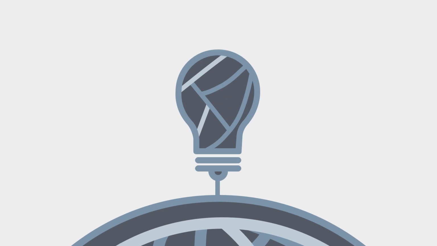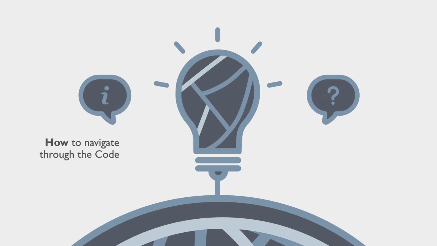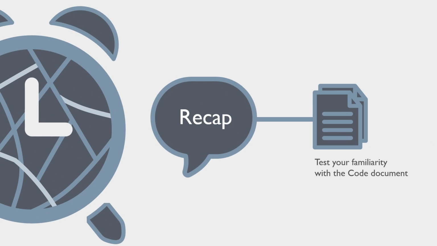So there you have it. You should now feel more familiar with the Code of Conduct document. Hopefully that has given you some clarity around not only how to navigate through the code, but why it's been put together in the way that it has. Let's take a moment to recap and test your familiarity with the code document before we then start to delve into how you can meet your compliance requirements.